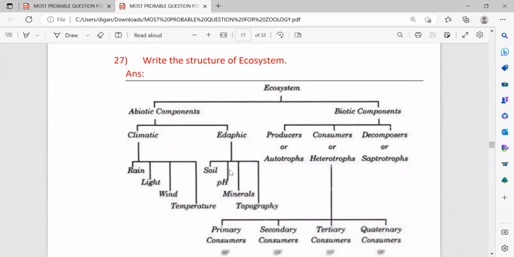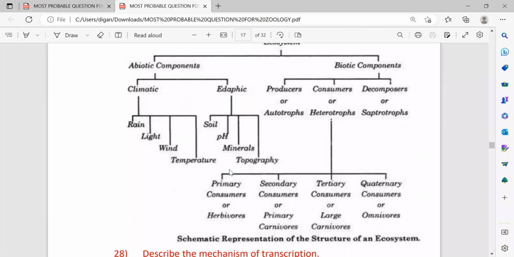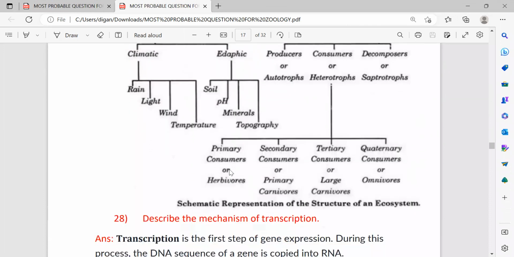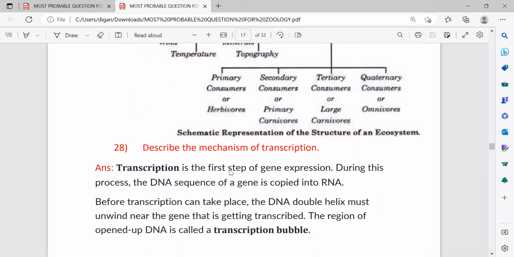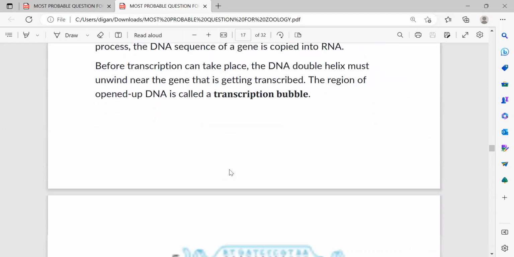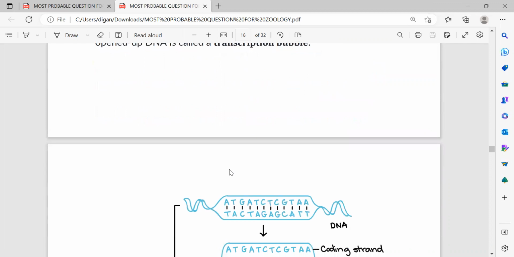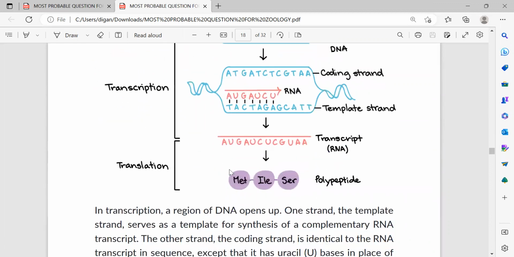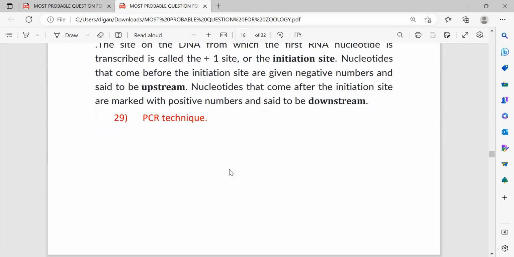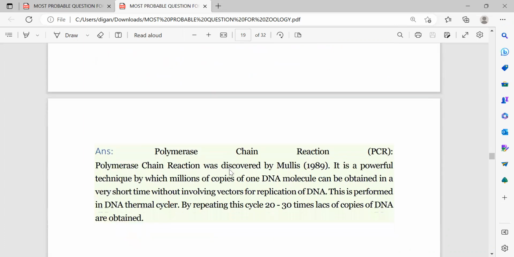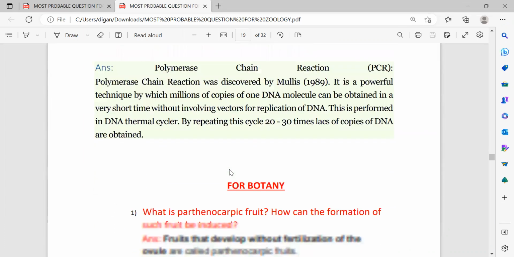Write the structure of an ecosystem. So this is the structure of an ecosystem. If you draw the chart, then also you will get marks. Describe the mechanism of transcription. Translation I have already discussed, and this is the transcription process, and this is the diagram for the transcription process. Then the PCR technique. So this is the definition of the polymerase chain reaction technique.